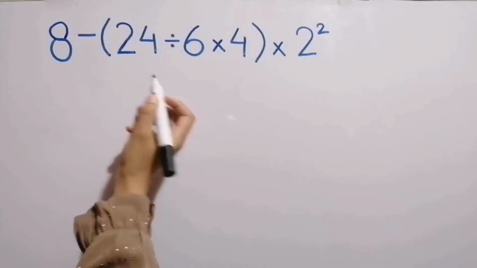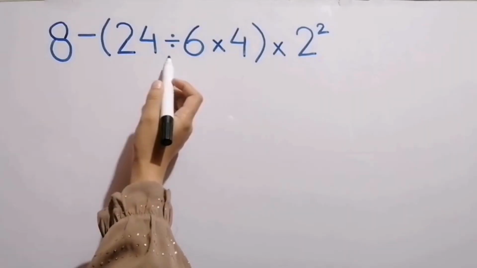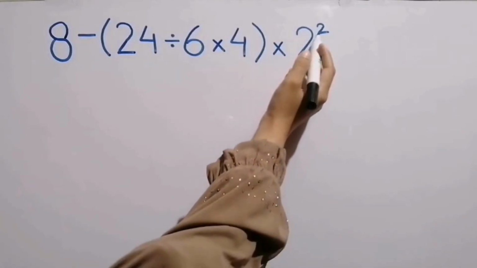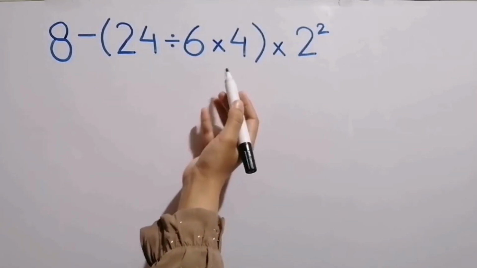What is the value of the expression? 8 minus open parentheses 24 divided by 6 multiply 4 close parentheses, then times 2 to the power of 2. Let's go through this question step by step and solve it together.